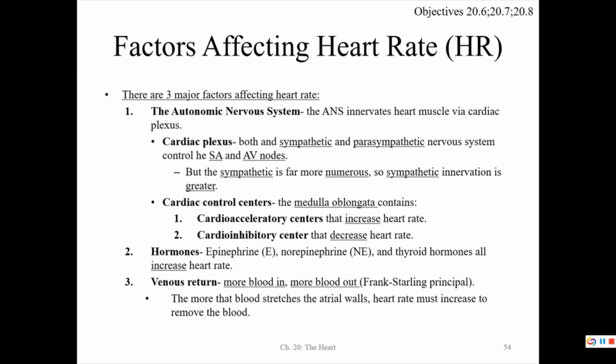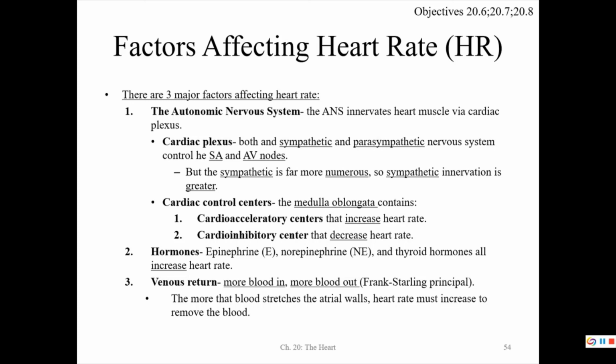Now, hormones: epinephrine, norepinephrine, thyroid hormones, these all make the heart rate go up. This is why people who have hyperthyroidism will have very high heart rates. They'll feel very anxious, like their heart's beating out of their chest. They have an overactive thyroid, hyperthyroidism.